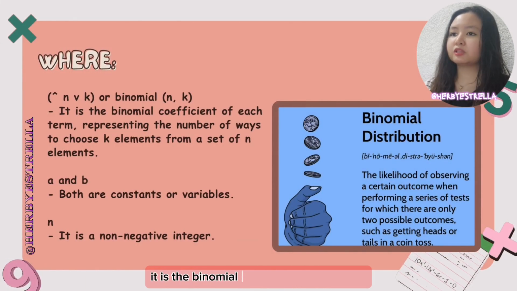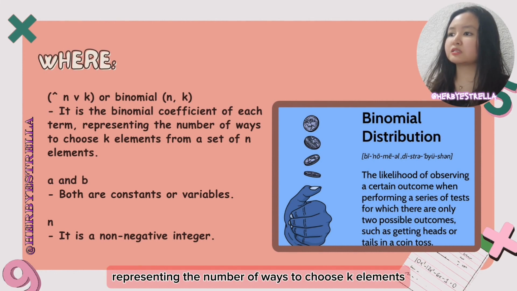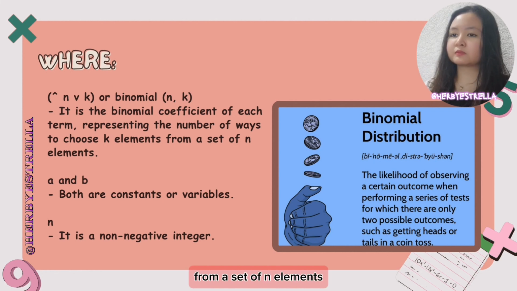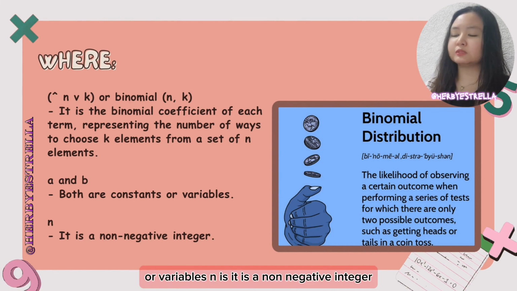C(n, k) is the binomial coefficient of each term, representing the number of ways to choose k elements from a set of n elements. a and b are both constants or variables. n is a non-negative integer.